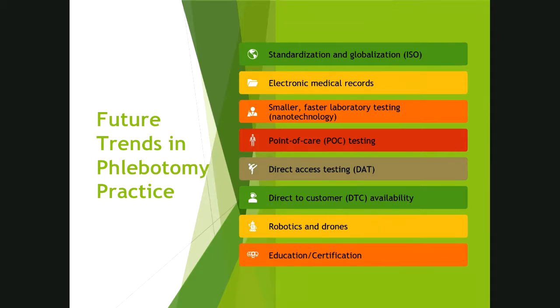Robotics and drones: the use of robotics to potentially draw blood and drones to transport blood. So if we are in an area where there isn't a laboratory nearby, we can use drones to transport it. And then education and certification. As times change, the amount of continuing education has also changed.